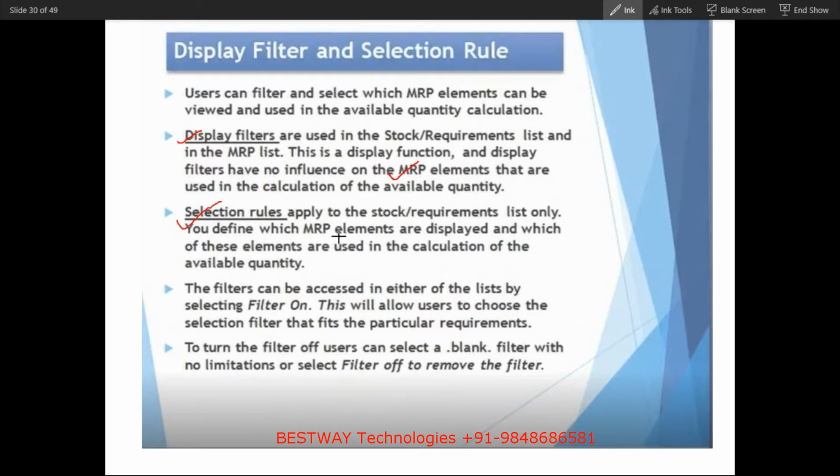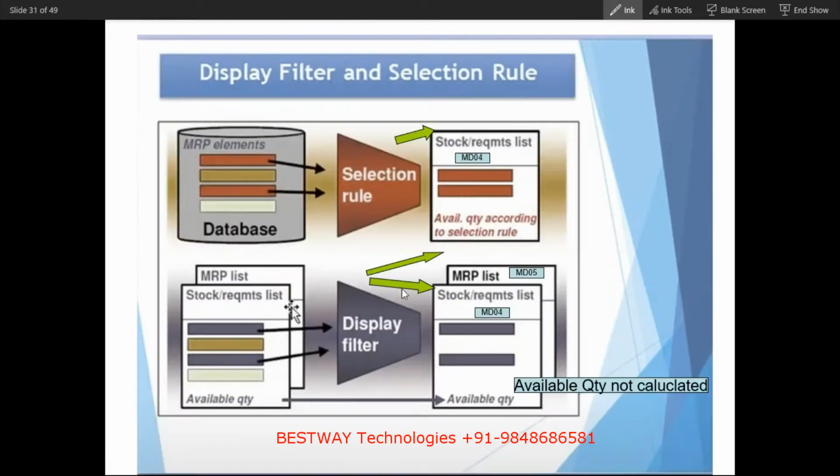Selection rule also gives the MRP elements, but the only difference is the filter will not give the total sum of available quantity, whereas the selection rule will give you the total sum of available quantity. We'll see in the system. Okay, now this is the main thing here. So this is the display filter. There are two buttons, display filter and selection rule, in the MD04 screen. When you check the stock requirement list, you can find this selection rule and display filter. What is the use of the selection rule and display filter?